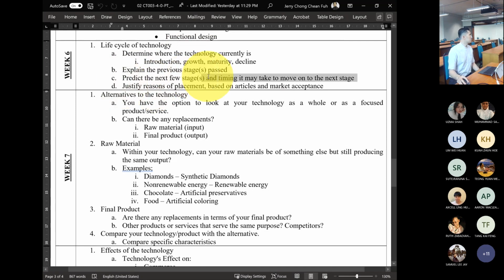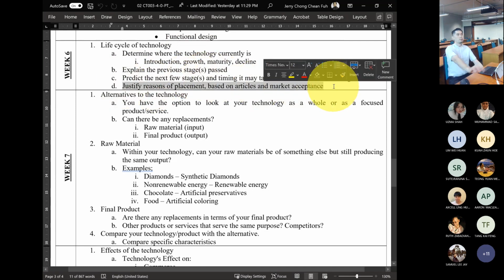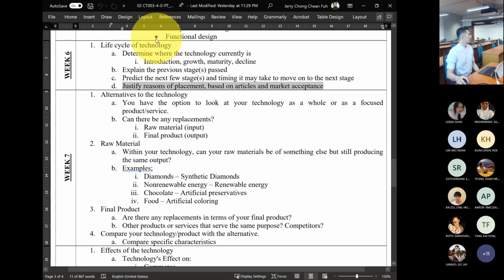And last but not least, justify reasons of placement based on articles and market acceptance. Whatever you're answering in point B and point C, you must obviously support it. This is where the sources should come from: articles and market acceptance. Market acceptance here can be related to market research. It can be related to what the overall comments are from users and so on. Okay, that is what this week's task is about. After Thursday's lecture, you will know more clearly what phases are available in the technology life cycle, and you will then need to determine where they sit. All right. As usual, of course, this is given to you today.